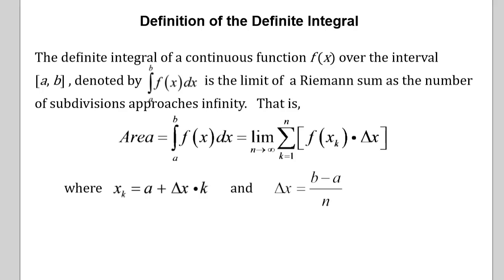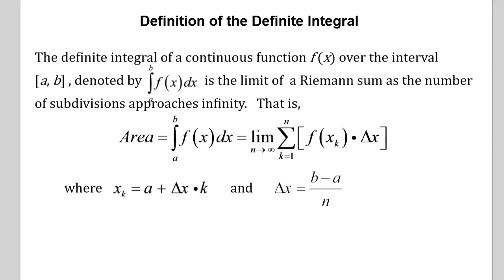All right, the definite integral of a continuous function f of x over the interval a b, denoted by the integral from a to b of f of x dx, is the limit of a Riemann sum as the number of subdivisions approaches infinity. Okay, and I think we've already got that part.